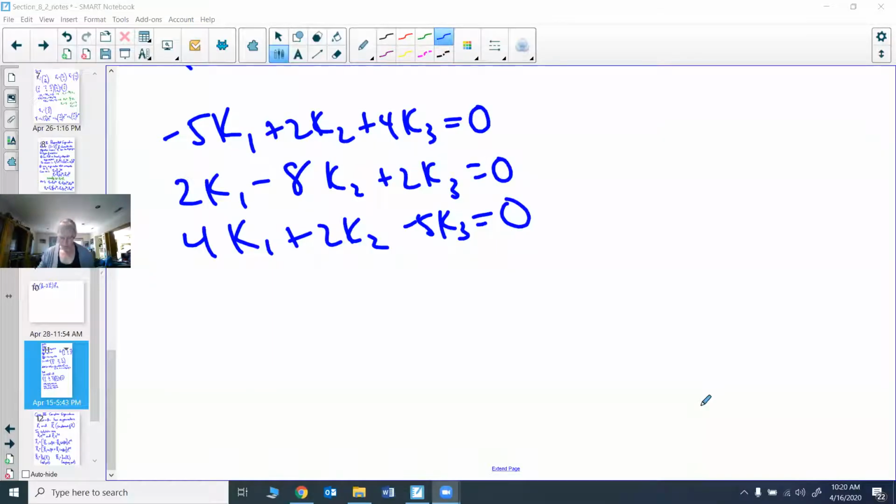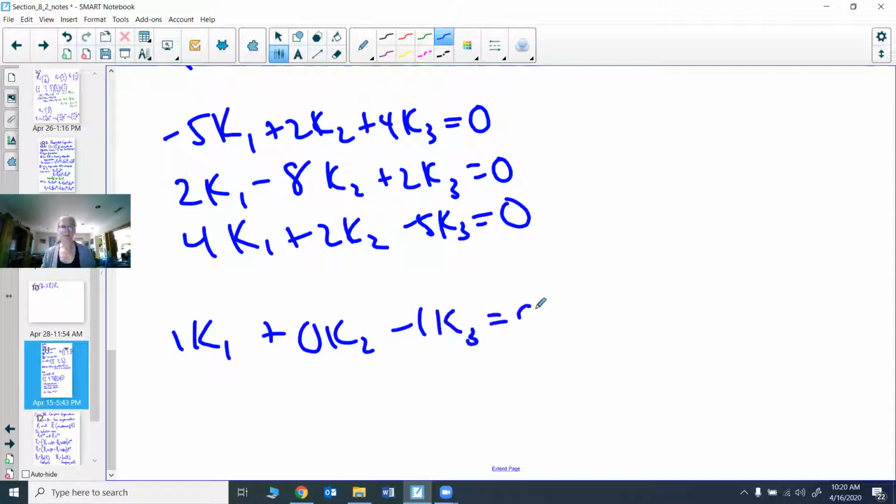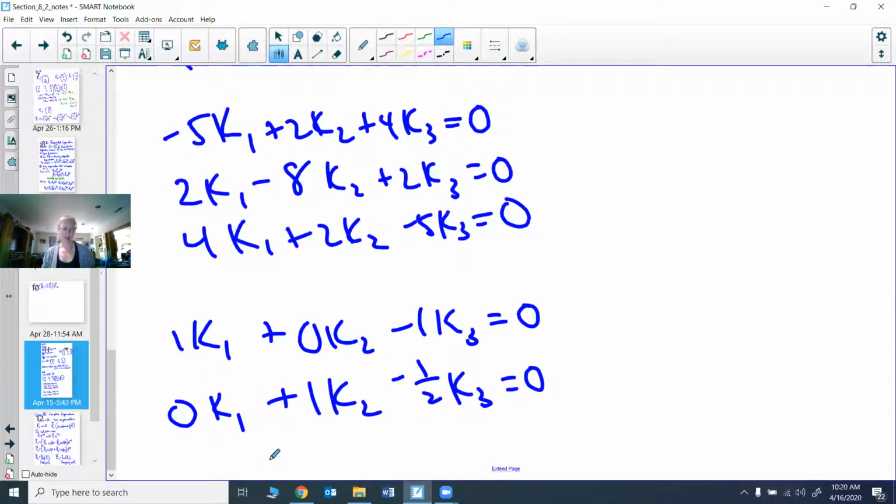All right, so we're going to go back to sharing your screen. And so now I can type out what that gave me. It gave me the matrix: 1 times K1 plus 0 times K2 minus 1 times K3 equals 0. And the second row was 0 times K1 plus 1 times K2 minus 1/2 times K3 equals 0. And the last row were all zeros, which tells me again it's a dependent system.